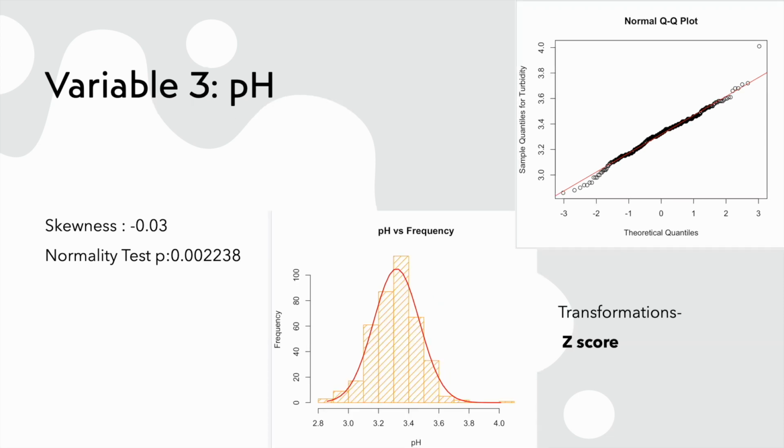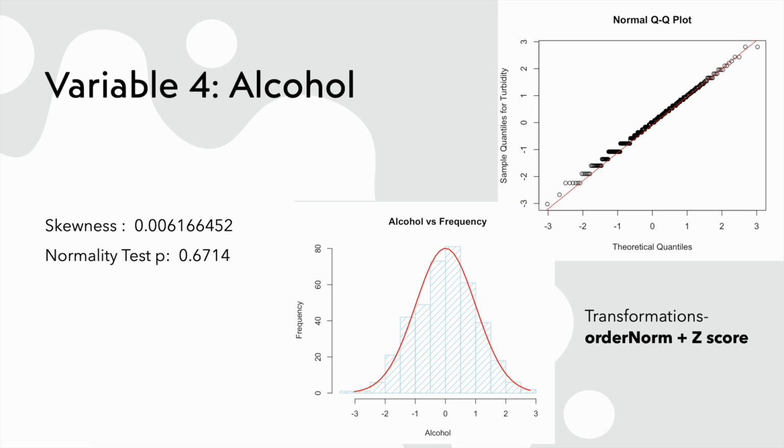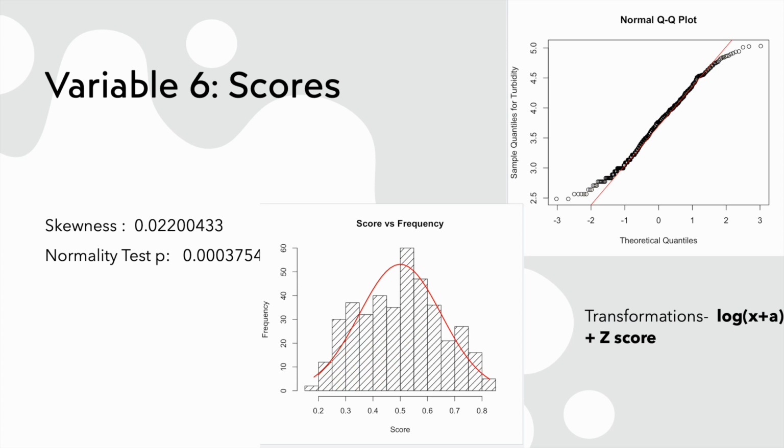As for the pH one, as the data was already normally distributed and wasn't skewed, I just used a z-score transformation to bring the values to mean 0 and standard deviation 1. If we go to the alcohol one, I used an orderNorm transformation, which is again a linear scaling using the inverse of the cumulative distribution function, along with a z-score. The skewness is 0.06 and the p-value is 0.6, which is a significant value. And lastly, we see the scores.